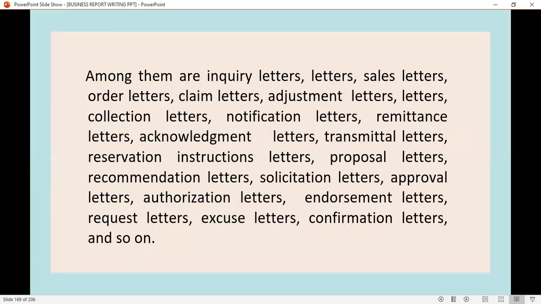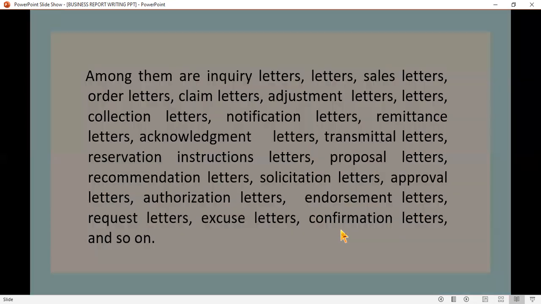Among them are inquiry letters, sales letters, order letters, claim letters, adjustment letters, collection letters, notification letters, remittance letters, acknowledgement, transmittal, reservation, instruction letters, proposal letters, recommendation letters, solicitation letters, approval letters, authorization letters, endorsement letters, request letters, excuse letters, confirmation letters, and more.